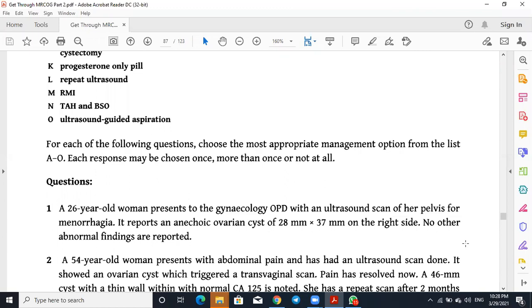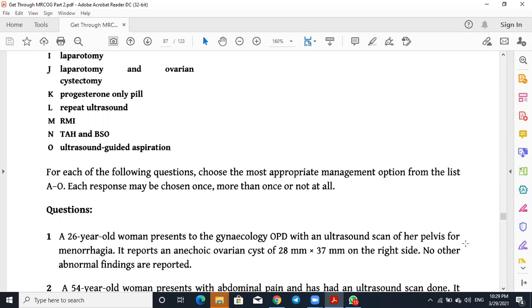The cutoff value for premenopausal is 5 centimeters. If it is less than 5 centimeters with no solid masses, unilocular, nothing in it, just reassurance. Conservative, just expectant, and it will go within 3 menstrual cycles without any intervention. So just reassurance.